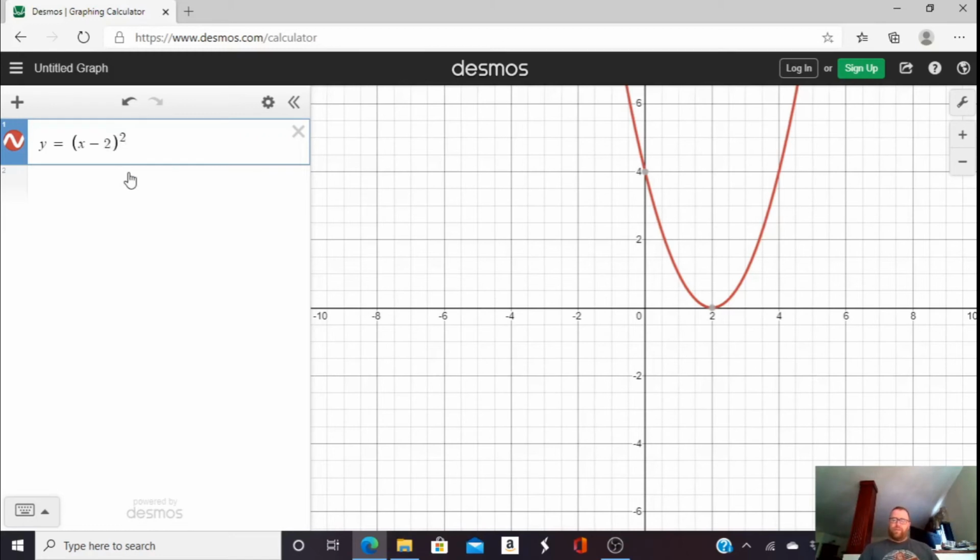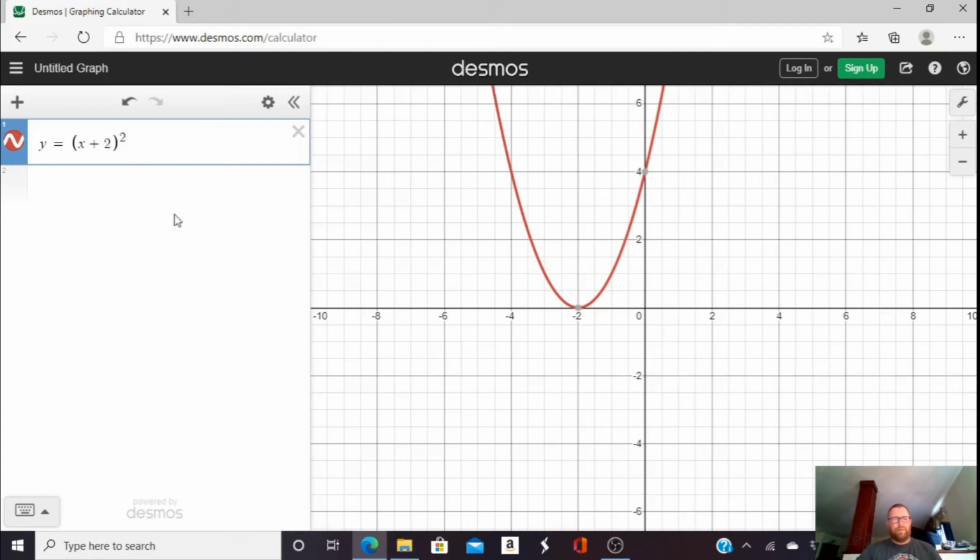So if you subtract 2, let's take away the square here. What do you think is going to happen if you add 2? We've already moved right 2, so is it going to go up 2, left 2, or down 2? Well, just as subtracting 2 moved it right, adding 2 is going to move it left.